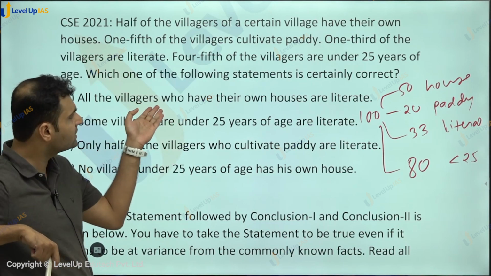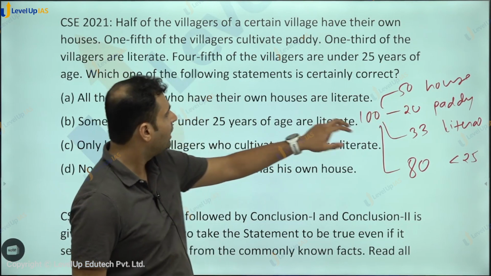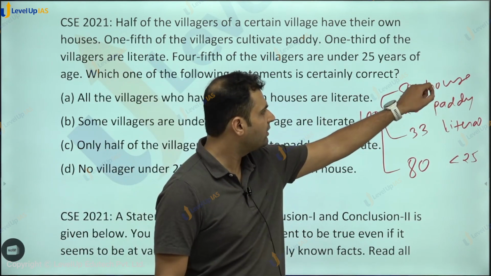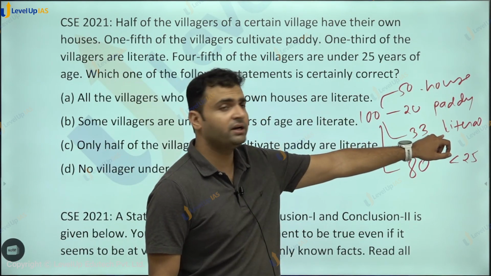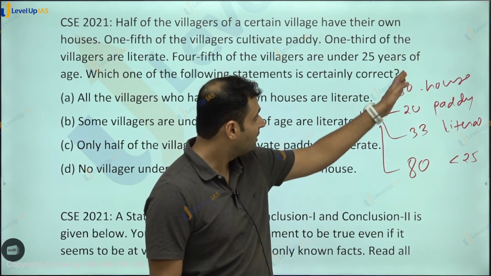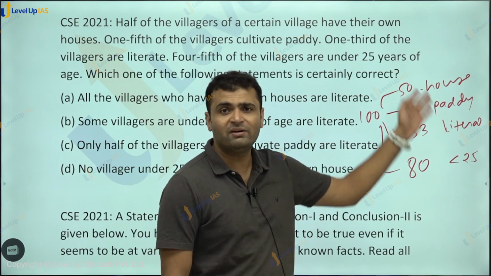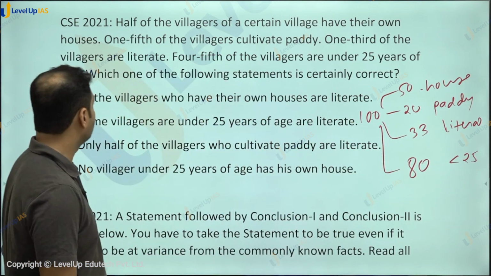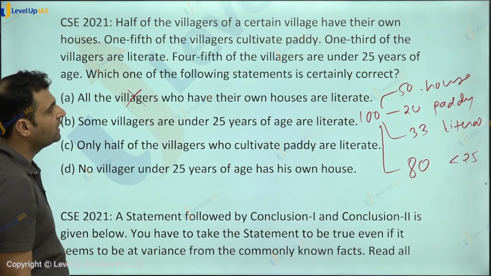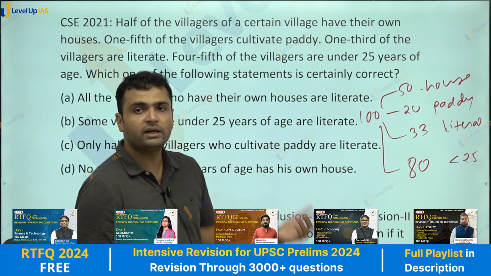First, all the villagers who own their house are literate. So they are saying that all these people must be literate, so 50 people have to be literate. Is it necessary? No. Actually they can't all be literate, because these are 50 people and there are only 33 literate people. So 17 will be illiterate, at least among the house owners. So this statement is definitely not correct.